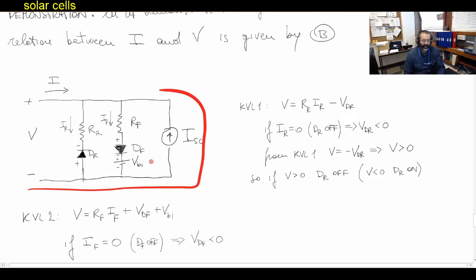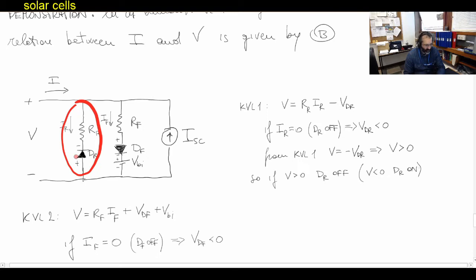We always start with doing KVL for the branch where we have our ideal switches, ideal diodes, we call them. KVL1 for the first branch, which is this one here. The potential from here to here is V, or we go across the branch. So V must be equal to, according to the definition of IR, RR IR minus, you can see that I'm measuring the voltages from here to here, and then from here to here. This is the voltage across the PN junction, this ideal diode is actually taken in the opposite way. So that's why I put here minus VDR.